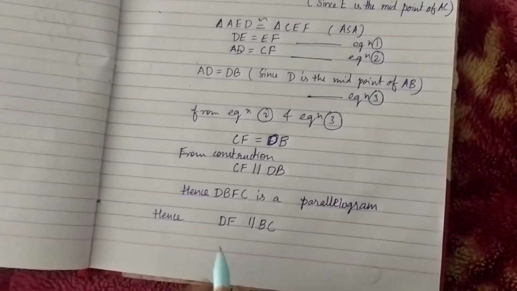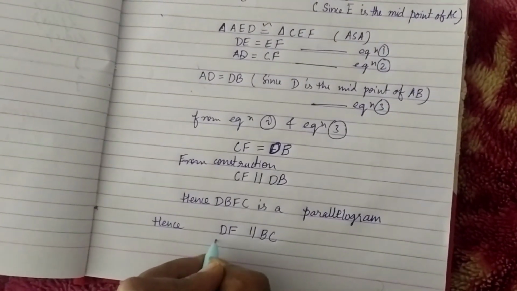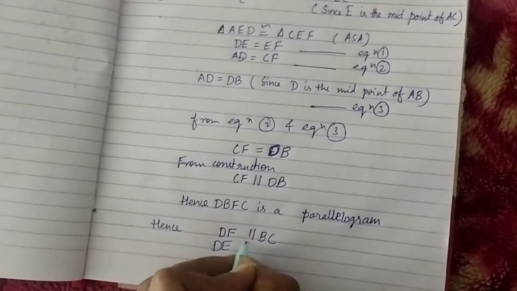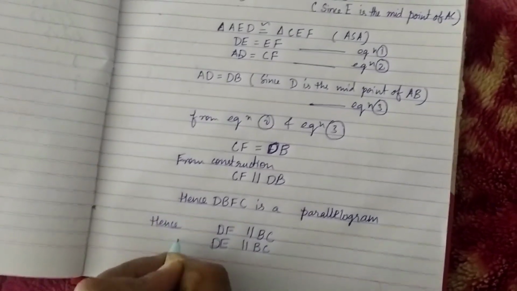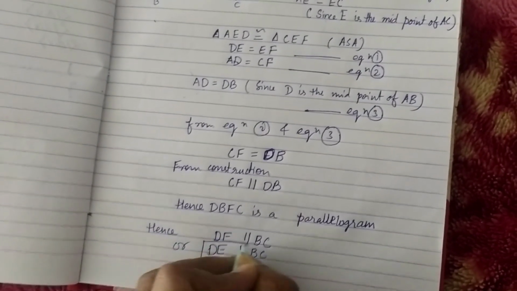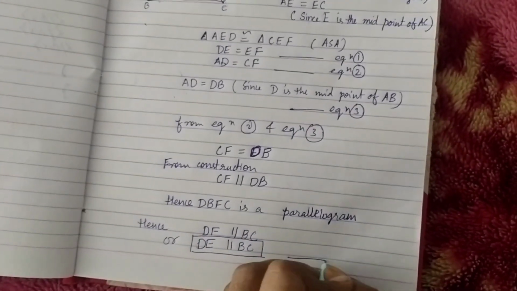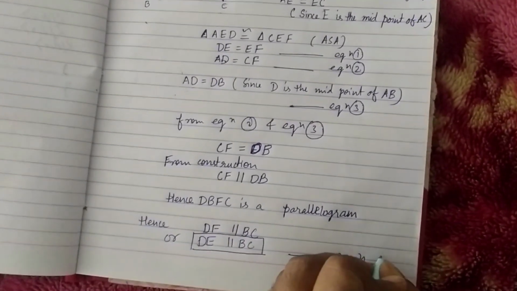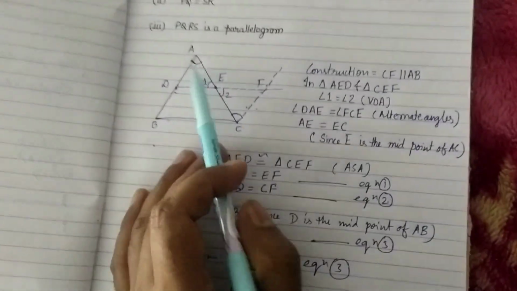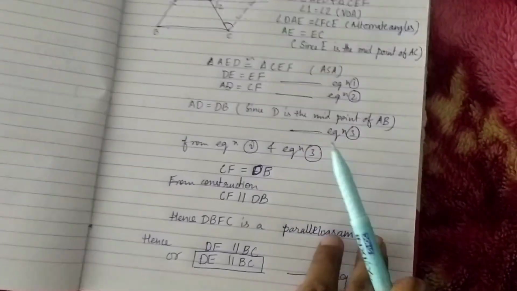Or you can say, in place of DF, DE is parallel to BC. Suppose it is equation number 4. This DE will also be parallel to BC.